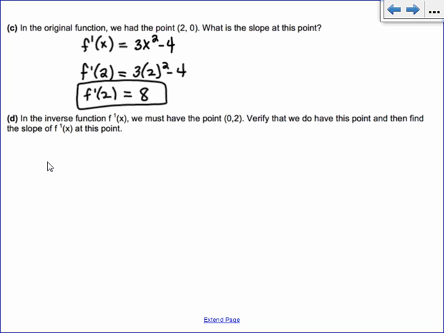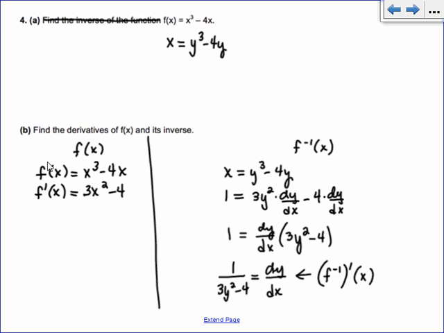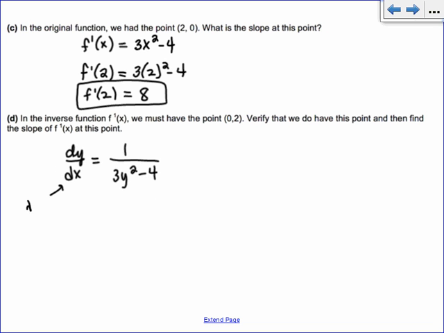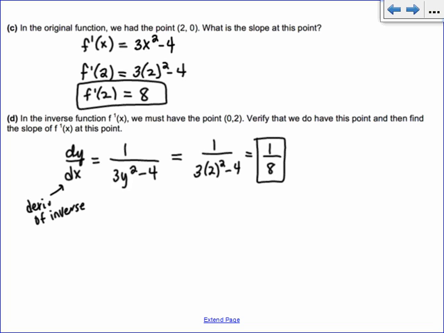So let's talk about the inverse. Our inverse was dy over dx equals 1 over 3y squared minus 4. You can go back and check, that was it, and this is for the inverse. If I'm finding its slope at the point 0 comma 2, the y value is 2. So we get 1 over 12 minus 4, which is 8. Okay, so we have 8 and 1/8. What do we notice about those?